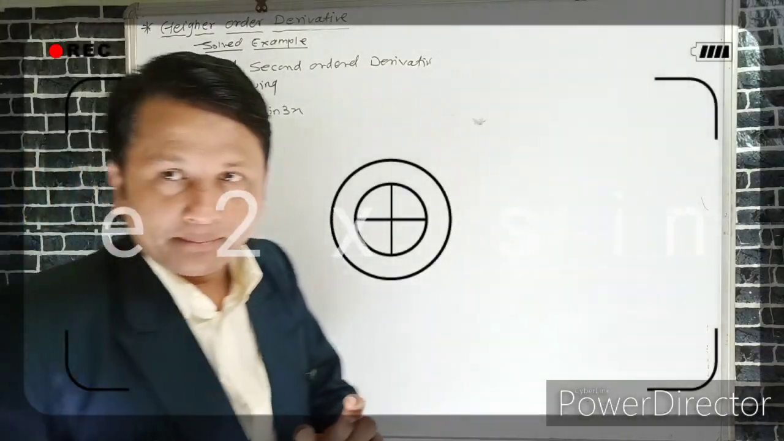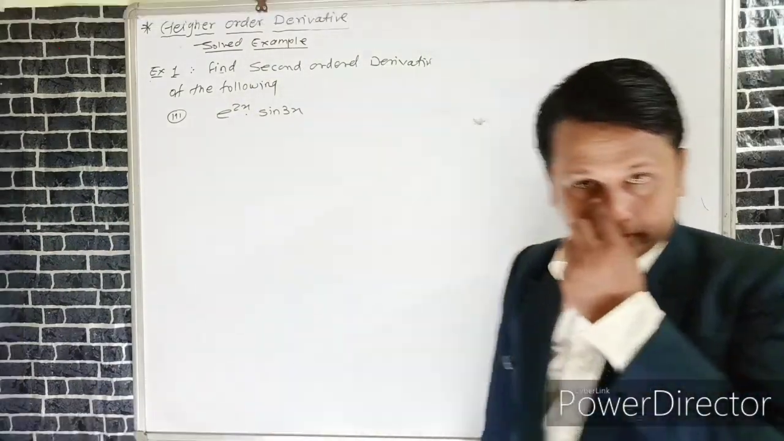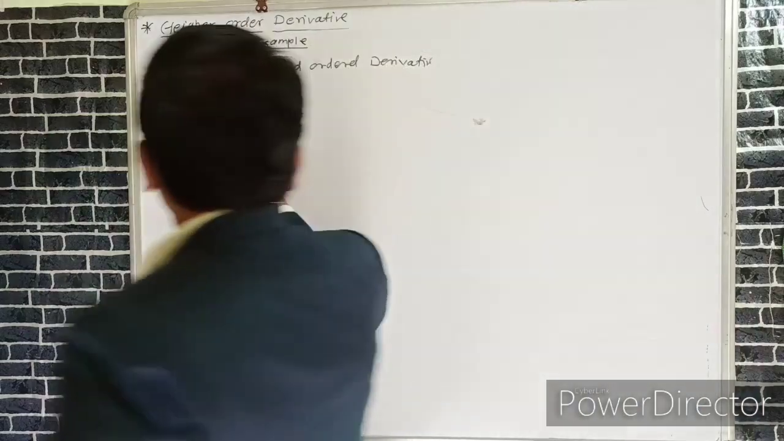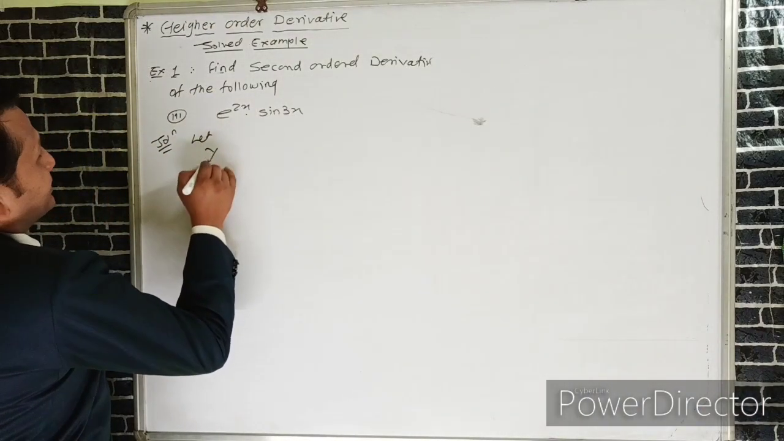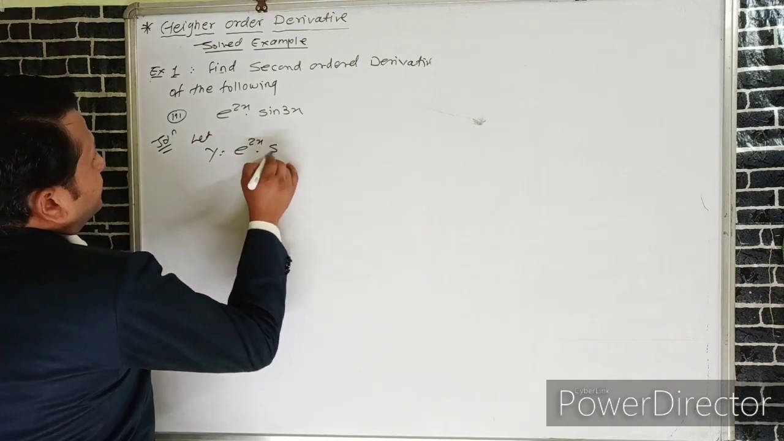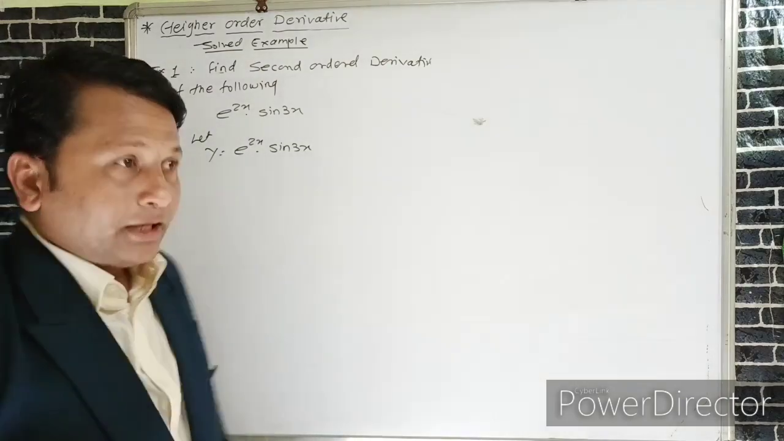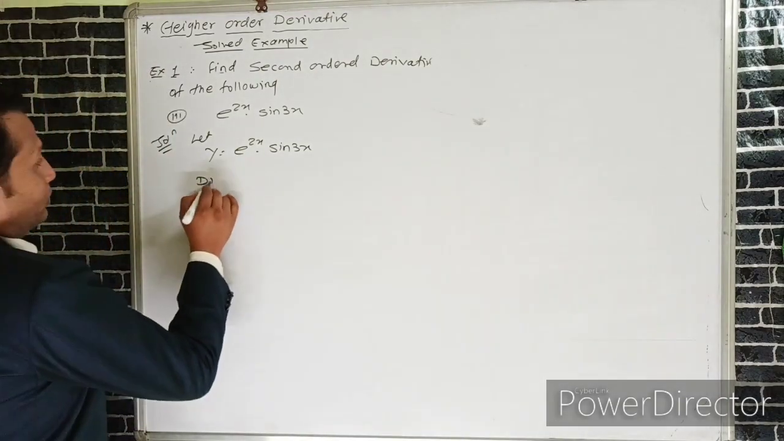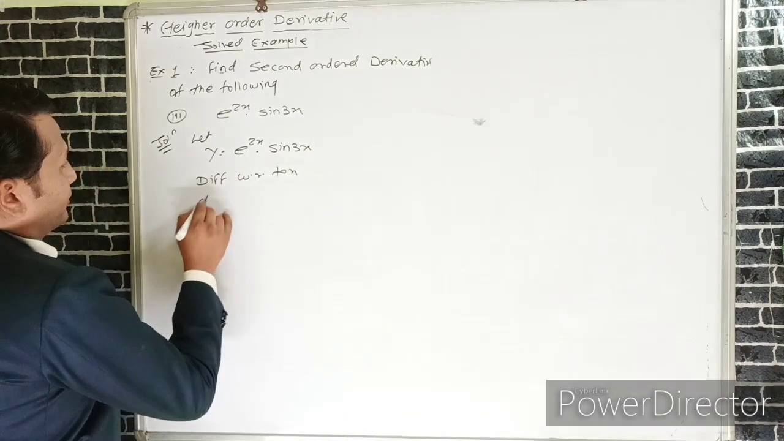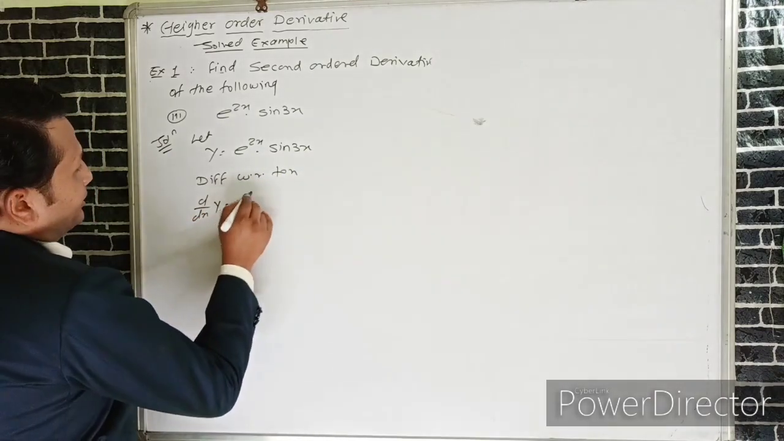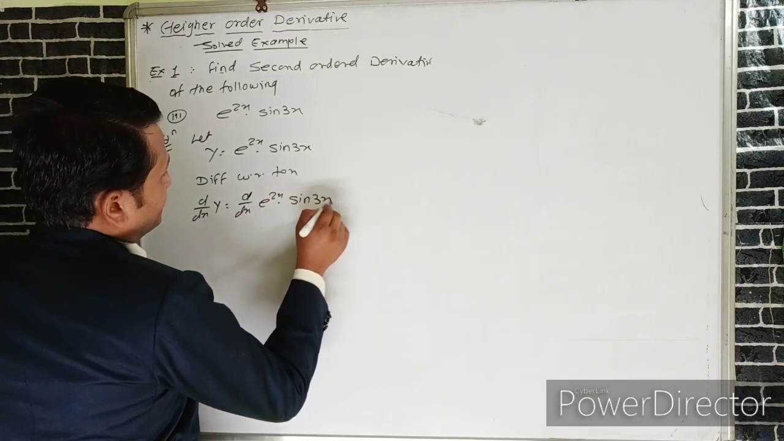So, example number 3, similar to example number 2, is e to the power 2x into sin 3x. First of all, we consider that y equals e to the power 2x into sin 3x. Now we differentiate the given function with respect to x; if we take the derivative of y, then we take the derivative of e to the power 2x into sin 3x.